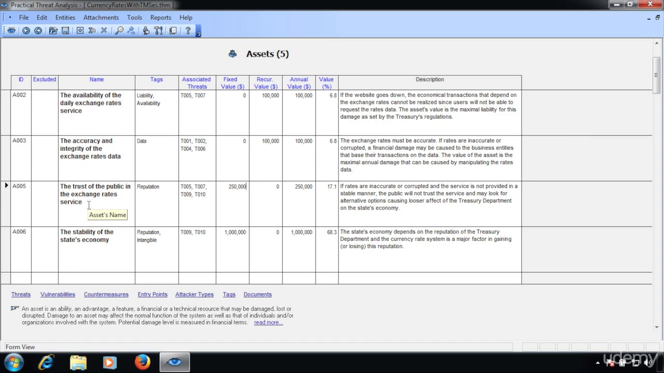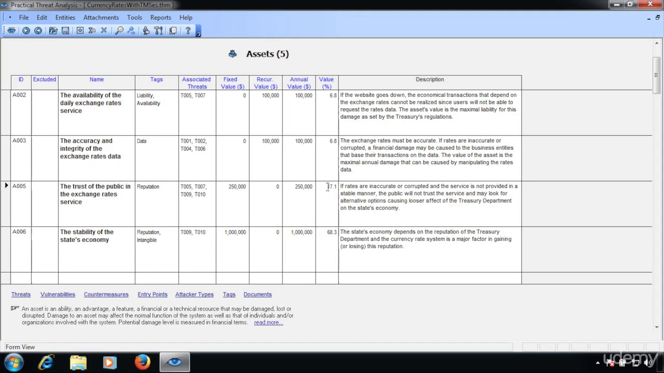Now, the threats associated with this asset are 5, 7, 9, and 10, and the fixed value is $250,000. Why do you think that is? Why is it so high? Because these rates are on our servers, the people or our public or client connects to our servers to see the rates. So the rates are synced with the state rate or the universal rate. But these rates are available through our servers. This is the cost of our servers, and the annual value is the same.